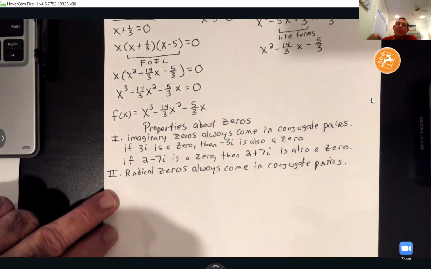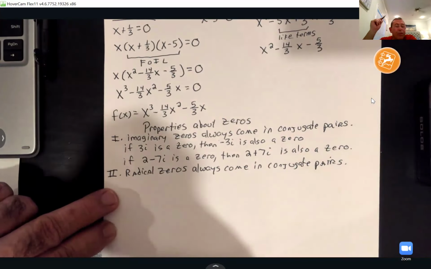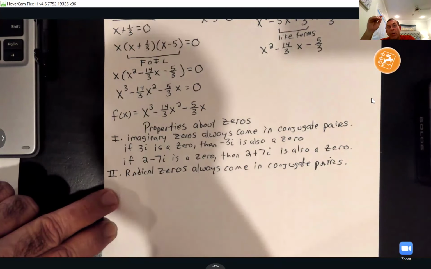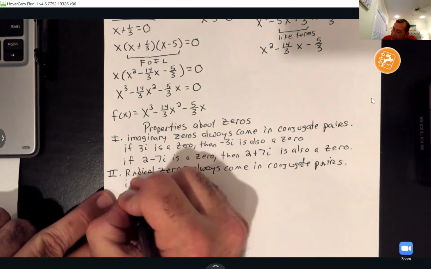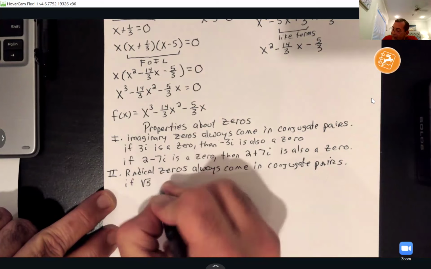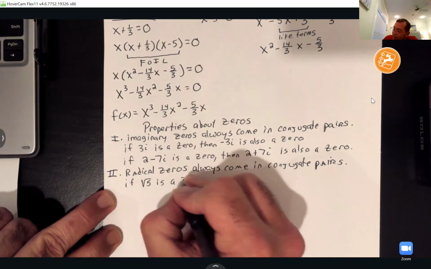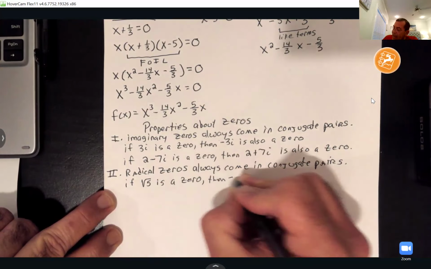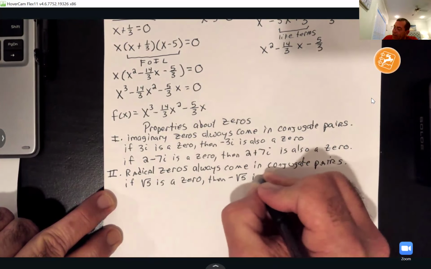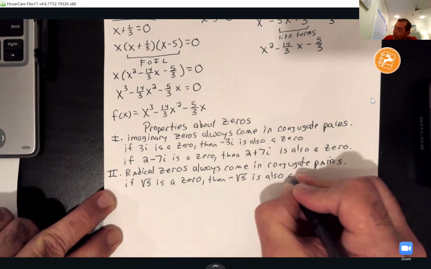Okay, so the radicals, that's why they gave us that square root of 2, negative square root of 2 a while ago, because they always come in conjugates. So what that means, if square root of 5 is a 0, then a negative square root of 5 is also a 0.